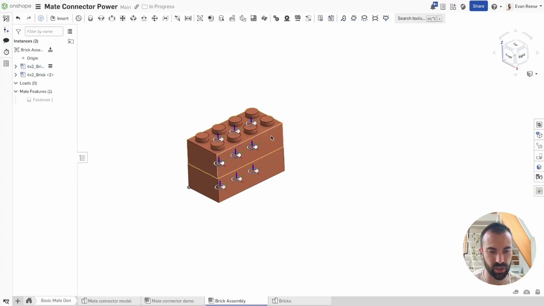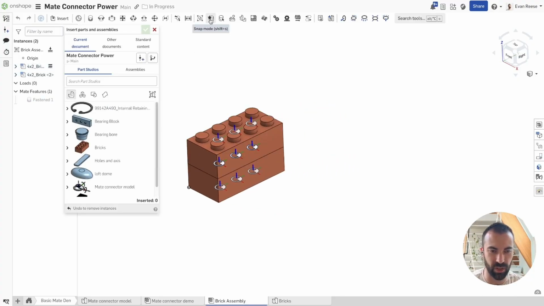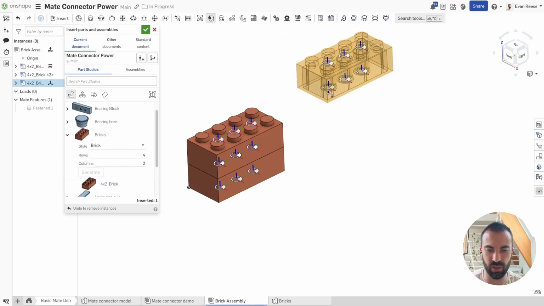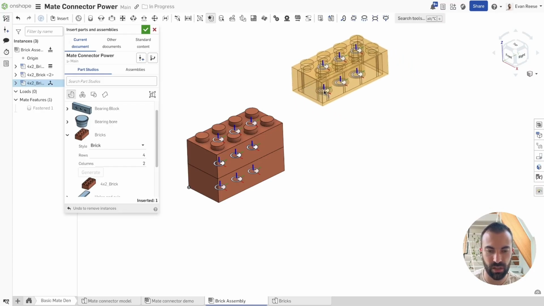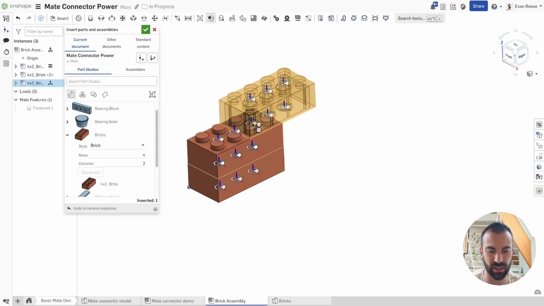So I'm going to go back to the insert dialog, and I'm going to actually activate this button here, snap mode. Shift S is the hotkey. And if I do that, when I bring this in, you'll see it's this ghosted looking thing, and I'm already moused over that one mate connector. And if I mouse over another one, it'll automatically create a fastened mate. You can see the icon there.